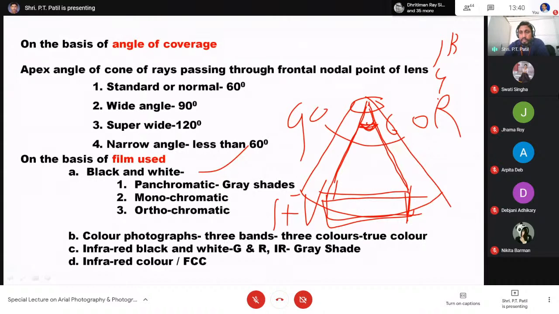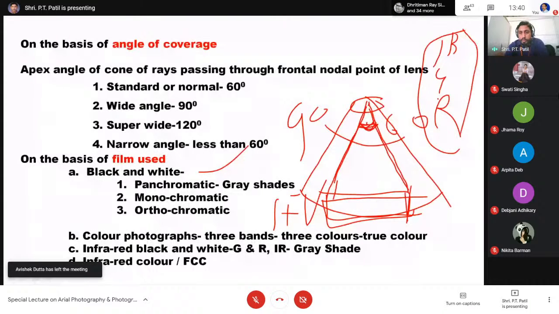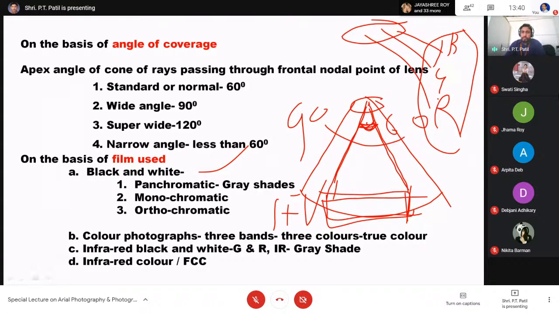All are the visible bands. Generally we use them for aerial photography purposes. So for the black and white aerial photograph, when we capture all three bands, blue band, green band, and red band, and combine them into an aerial photograph represented with the help of gray shades, then it is nothing but the panchromatic aerial photograph.